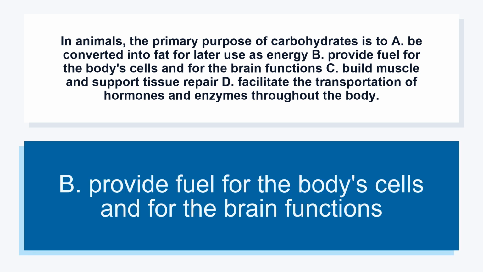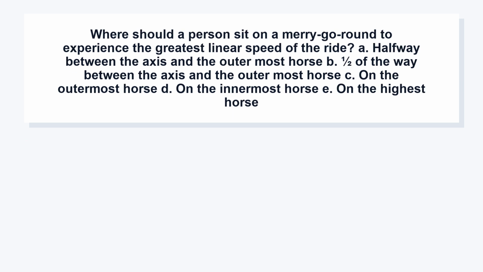B. Provide fuel for the body's cells and for the brain functions. Where should a person sit on a merry-go-round to experience the greatest linear speed of the ride? A. Halfway between the axis and the outermost horse, B. 1/2 of the way between the axis and the outermost horse, C. On the outermost horse, D. On the innermost horse, E. On the highest horse.